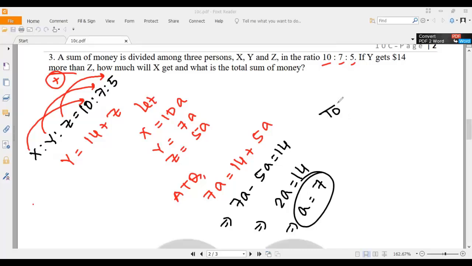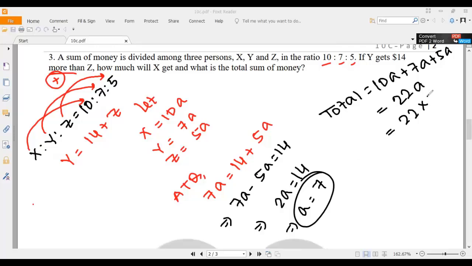Now the total sum of money. Total sum of money will be 10A plus 7A plus 5A. That means 10 plus 7, 17. 17 plus 5, 22A. What is the value of A? That is 7.